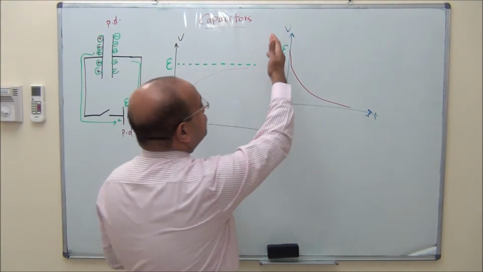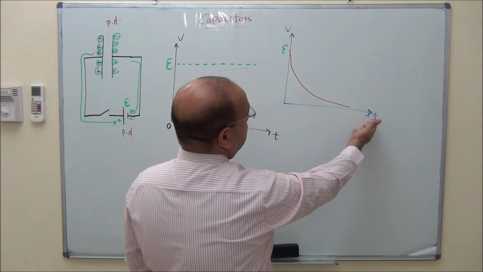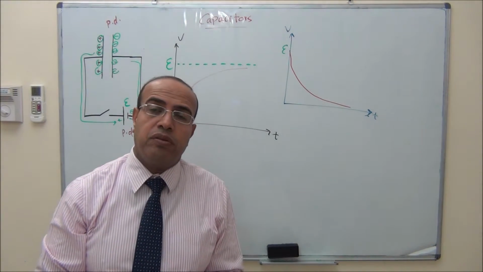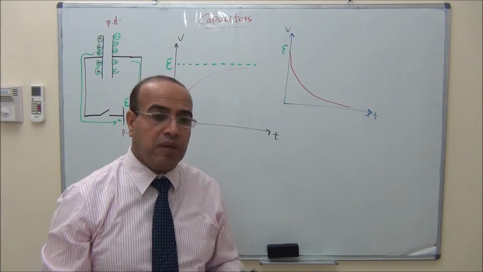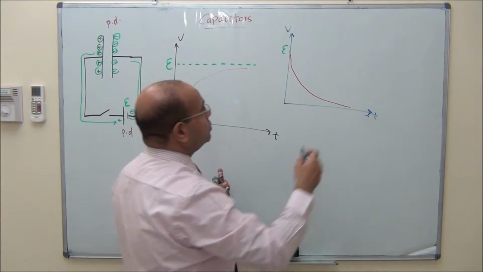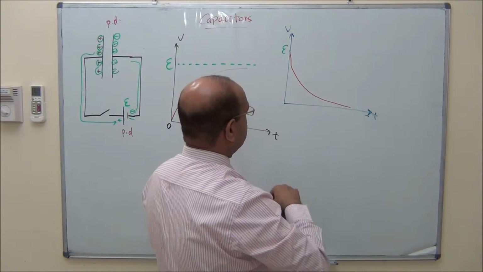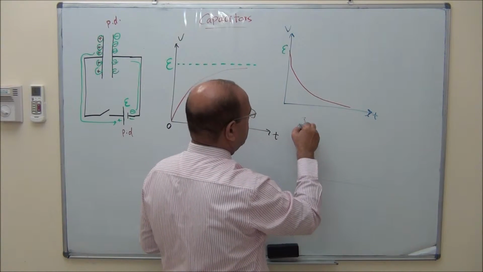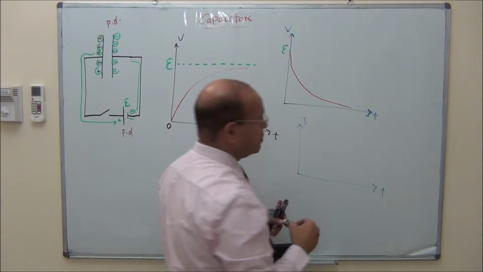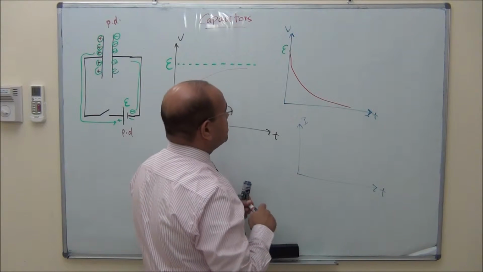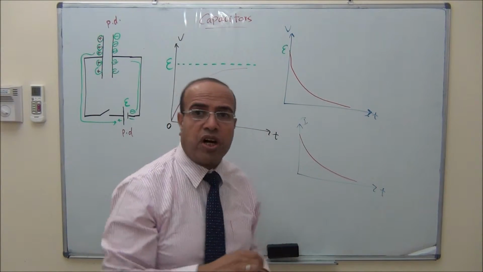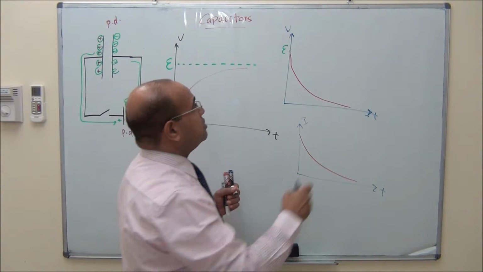The graph of voltage against time. What about the graph of current against time? It is the same. Also, the graph of current against time: this is the current, and this is the time. It is the same graph. Okay? So also the charge against time, it is the same.